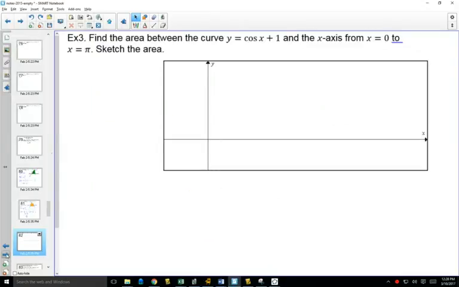So over the next little bit, you might want to bring crayons to class. Just saying. Find the area between the curve of cos x plus 1 and the x-axis from 0 to pi.